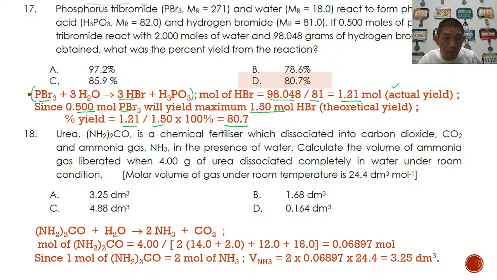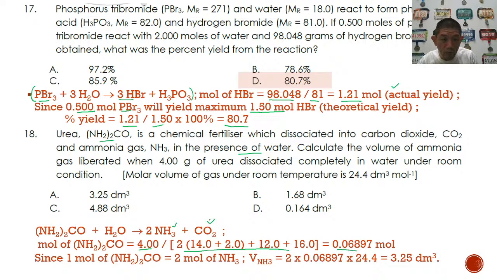So what is the equation when it reacts with water? If you look at the question instruction carefully here, it reacts in the presence of water, that means it reacts with water to give ammonia and carbon dioxide. So the equation will be (NH2)2CO plus H2O gives 2 NH3 plus CO2. So first calculate the mole of the urea. So you get 4.00 divided by the RMM of the urea.